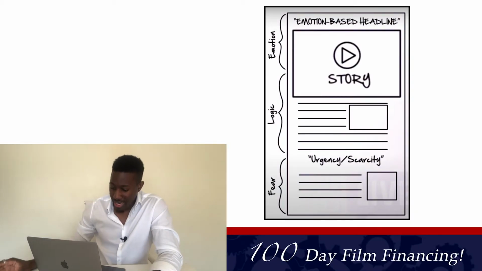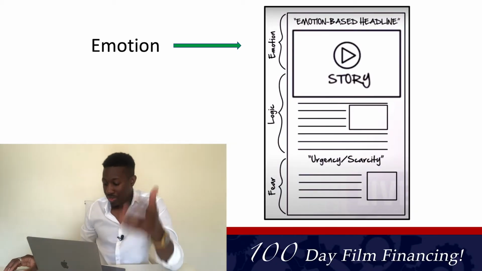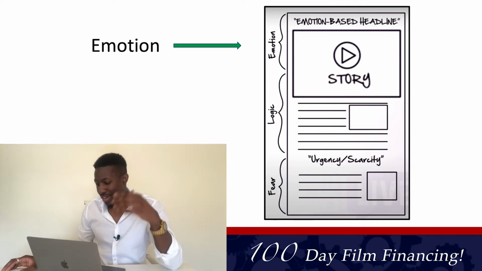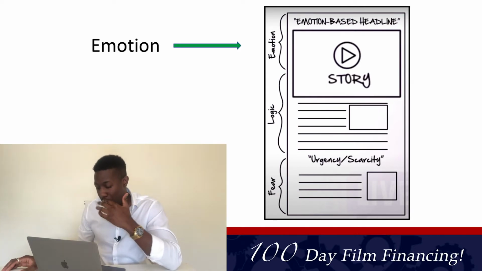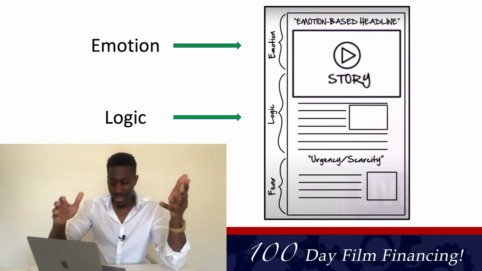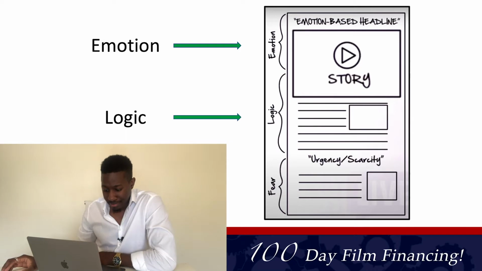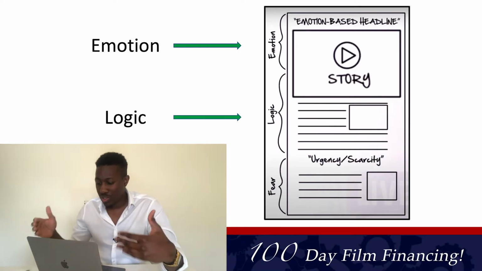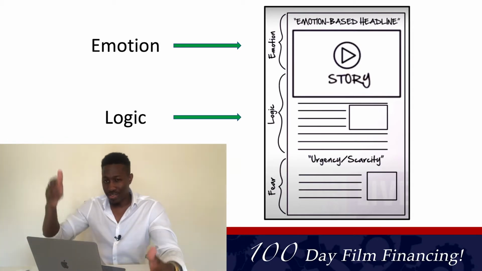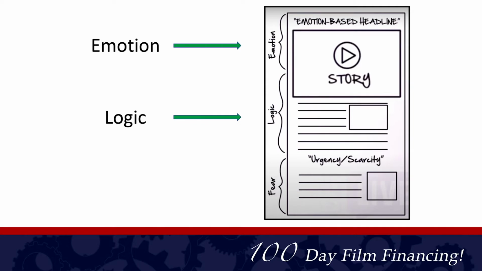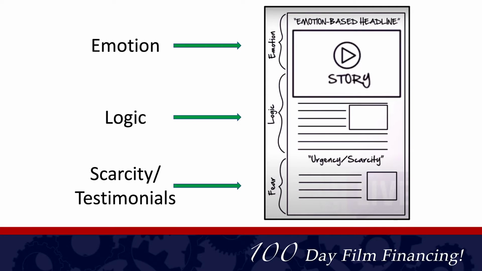At the top of the page, you will lead with emotion with the video so you can really speak to all of the emotional buyers. Directly underneath that, you will follow up with logic. That will be the supporting text that goes underneath the video, and it will speak to all of the logical buyers. This is where you would explain all of the benefits that they would get if they were to purchase your rewards. And then lastly, at the bottom of the page, you want to close out with scarcity and testimonials.